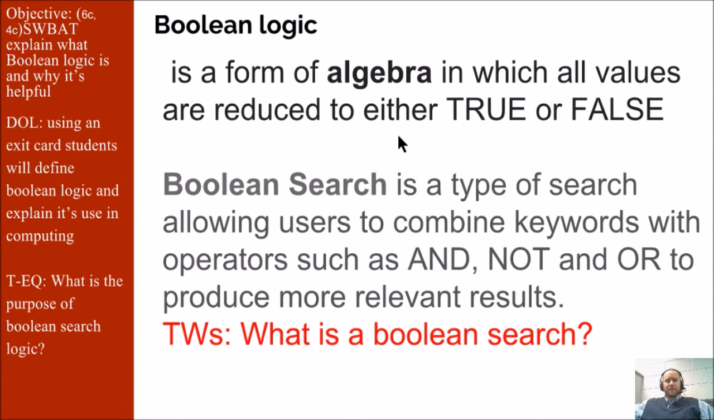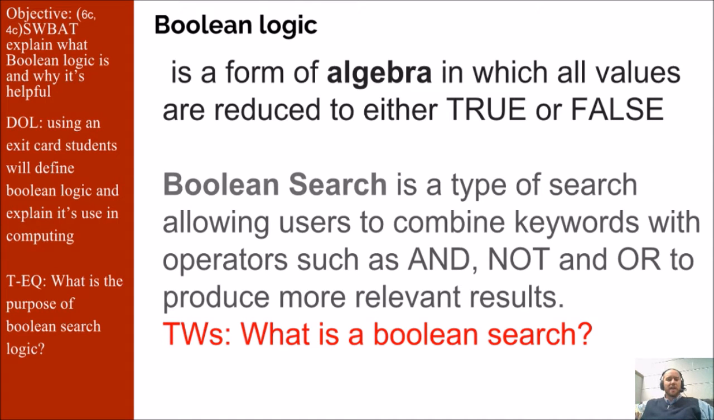Boolean logic is a form of algebra in which all values are reduced to either true or false. So don't freak out on me. I'm not going to start teaching you algebra. We're not going to do very much math in class in general. But this idea, Boolean logic, this is how computers, how game systems, how your phone work. They all follow this Boolean logic.